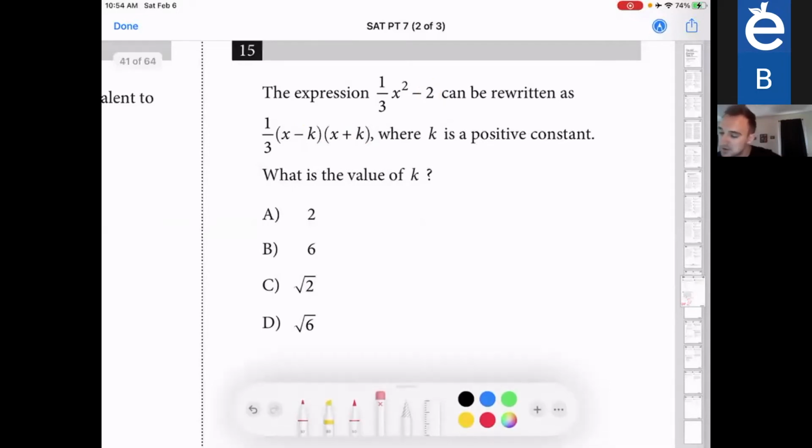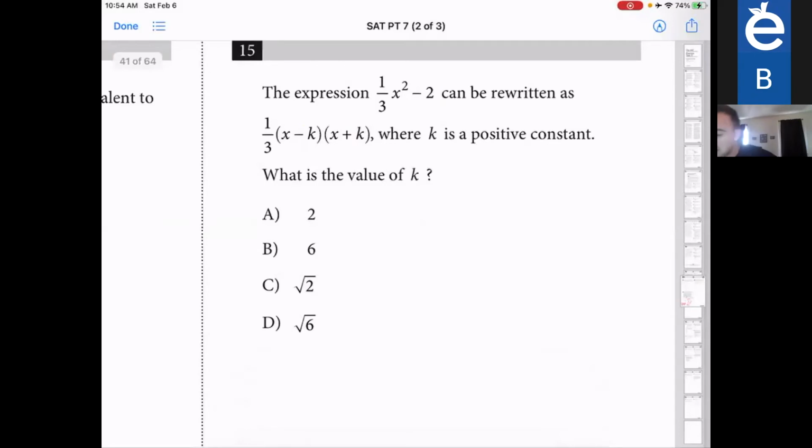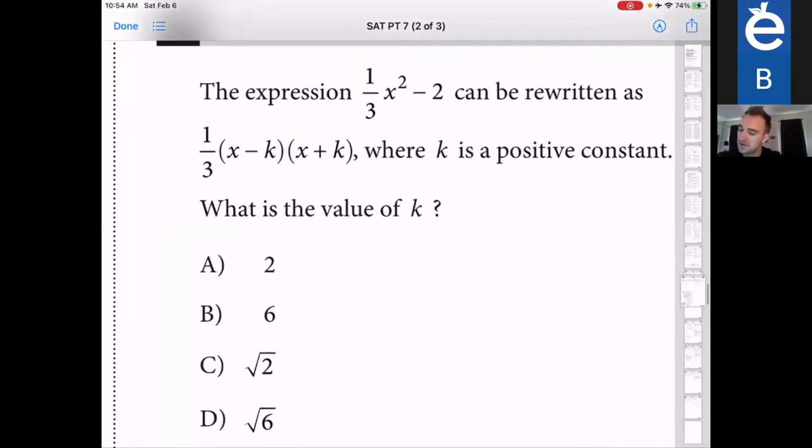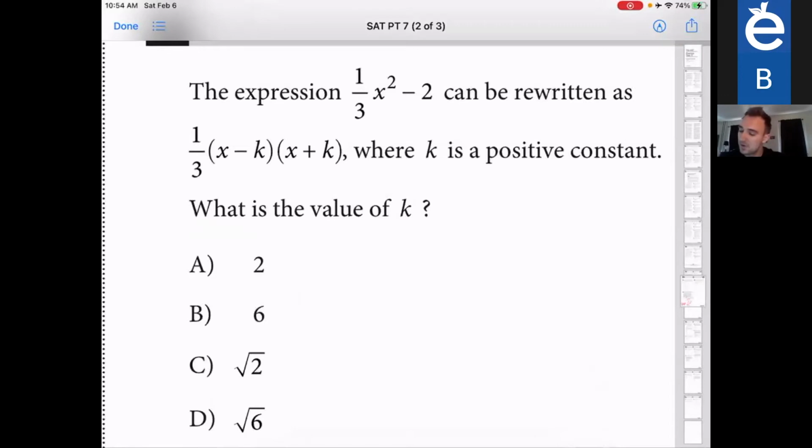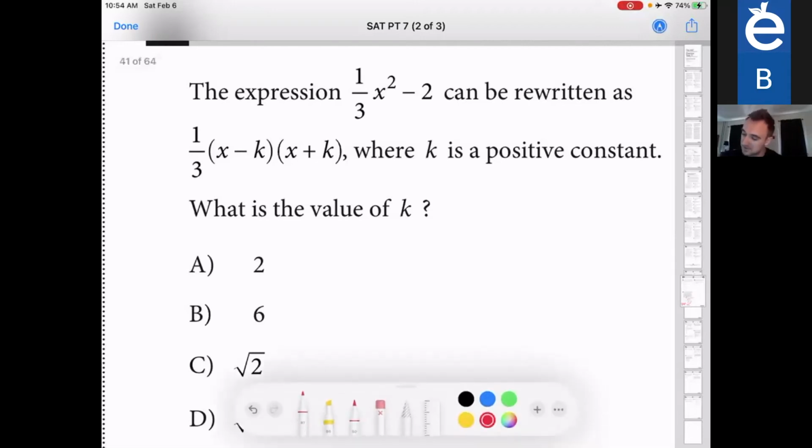Well, we have to pay attention to how this is written, right? We see that they're rewriting this as 1/3 times x minus k times x plus k. They must have divided our entire equation to begin with by 1/3. So they're not just pulling the 1/3 off that x squared term, which makes sense. They're also pulling out a 1/3 from -2. So we have to factor that in here, right?